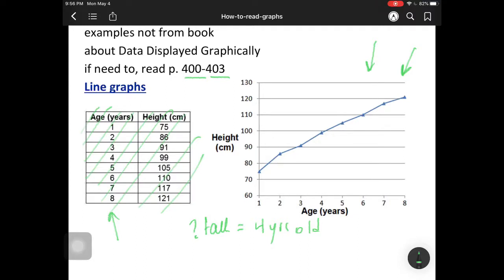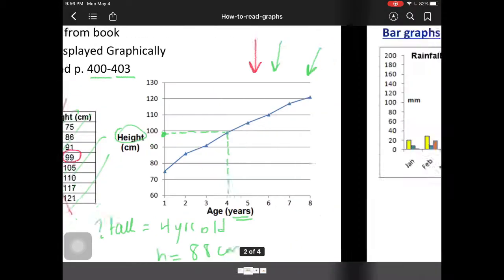So when you go to the graph, you go to years and you go to 4, you go up vertically, you reach here, then you go horizontally to your y-axis, which is your height, and you say that the height is a little bit less than 100. So maybe the height is, I don't know, 88 centimeters maybe. Now, if we look at the table, you will see that it is 99, but remember that usually this is not given to us, only the graph is given to us, and we need to know how to read it. Let's see another example.